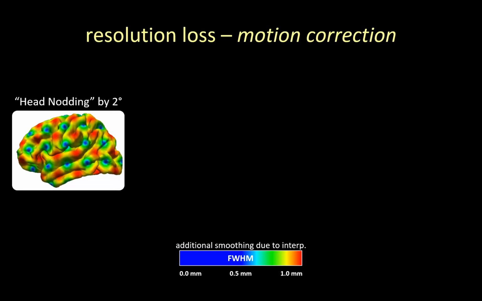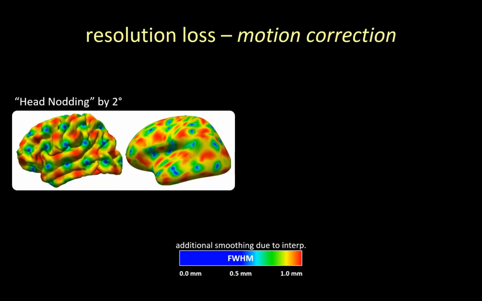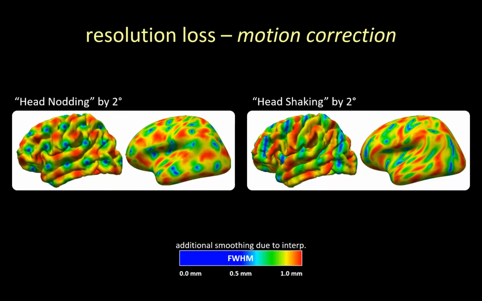And we can see this, the resolution losses due to motion correction. This is a case where the subject was nodding their head by 2 degrees. I'm looking at the additional smoothing due to this interpolation induced by the motion correction. You can see this spotty pattern, both on the folded surface and on the inflated surface. And we get a different pattern if they shake their head by 2 degrees. And so the idea is that the types of motion can induce this unwanted or additional smoothing due to interpolation that reflects the pattern of motion.